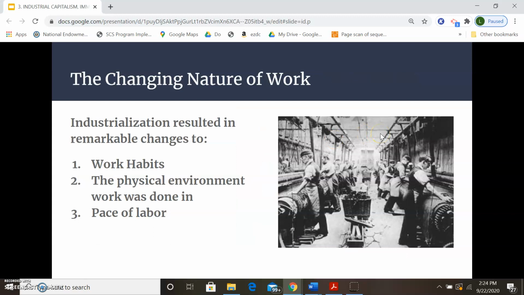But also, it thoroughly changes the nature of work that we have. There's these remarkable changes that happen to work habits, the physical environment that work is done in, the pace of labor, right? Because as I mentioned before, most people in the early 1800s were subsistence farmers. You grew food for yourself. So your work habits were you woke up in the morning, you would do however much work you needed to, but you're working at home for the most part, right? So this is the physical environment that it's happening in.